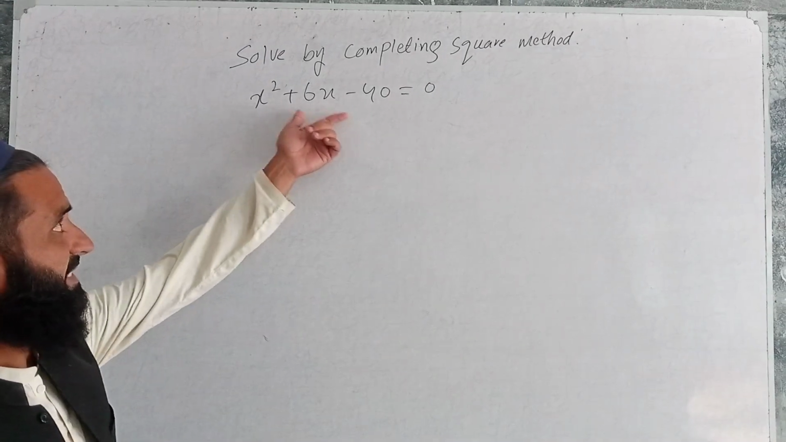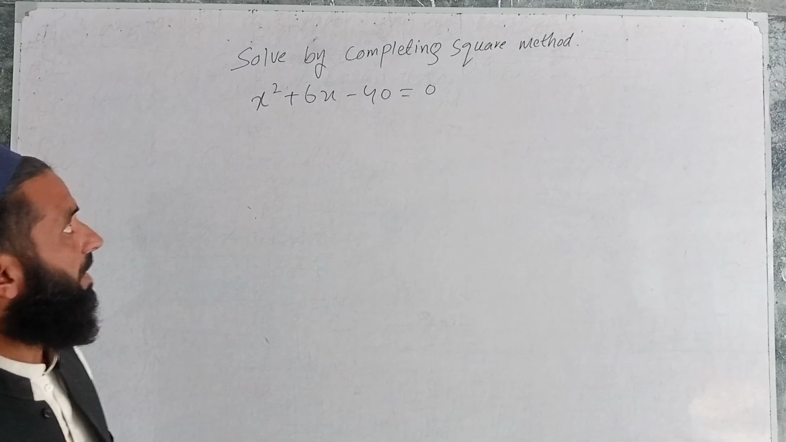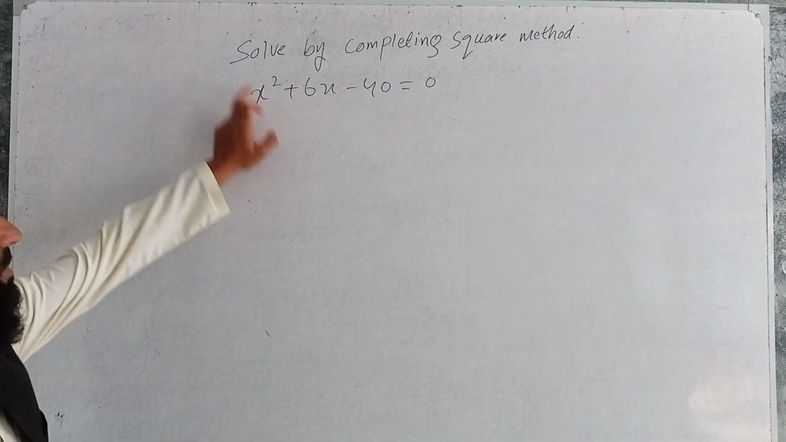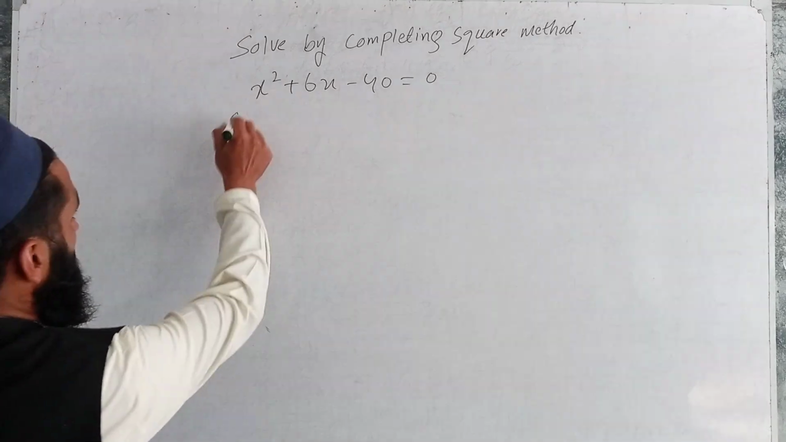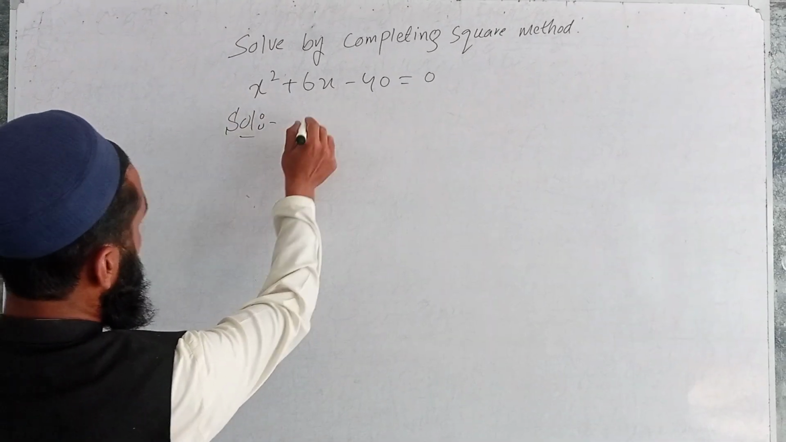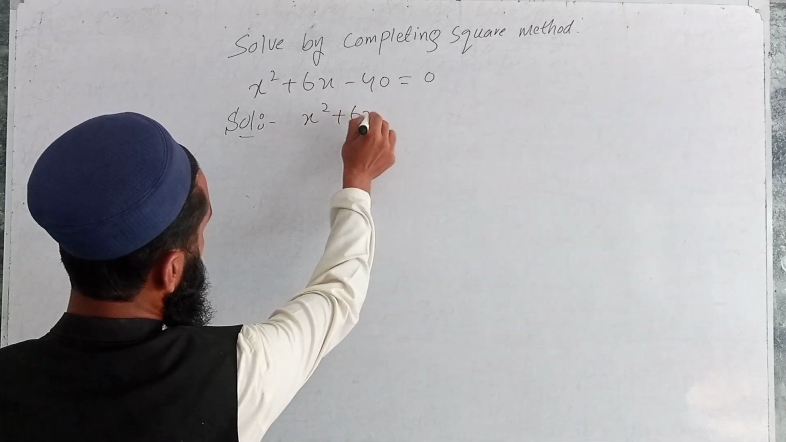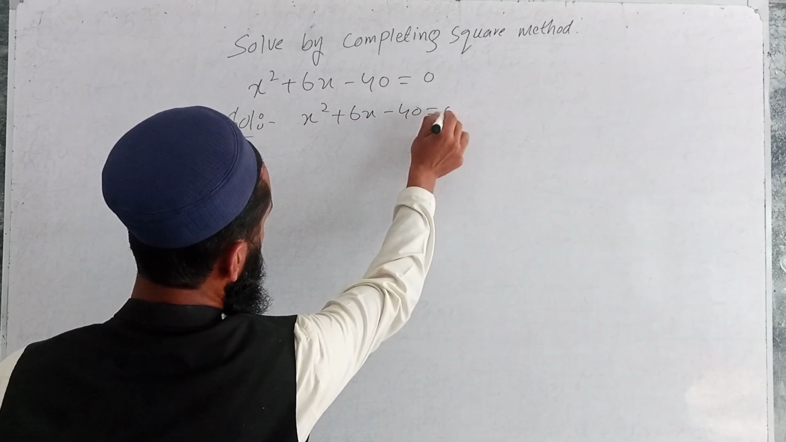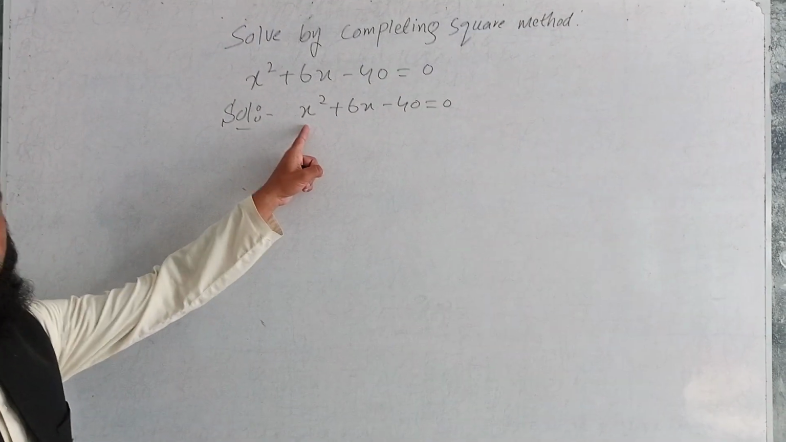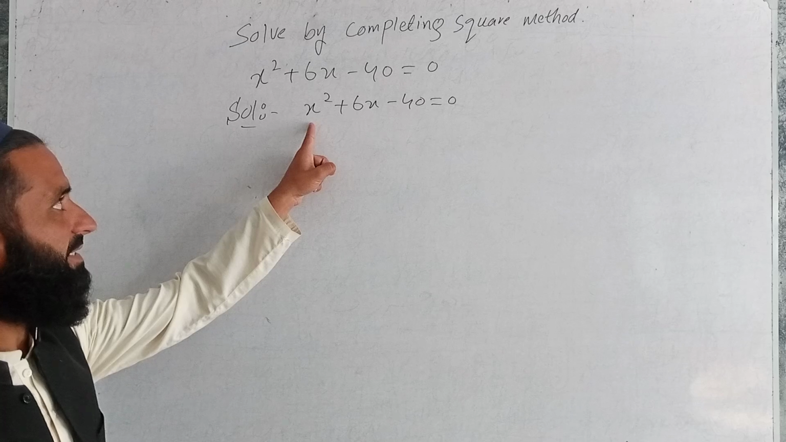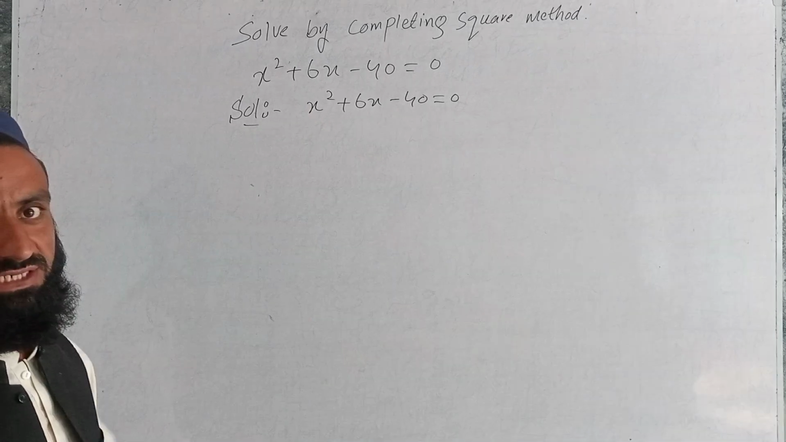x square plus 6x minus 40 equal to 0. This is a quadratic equation solved by the completing square method. Solution: x square plus 6x minus 40 equal to 0. So in this question, step number first is already done because the coefficient of x square is 1.